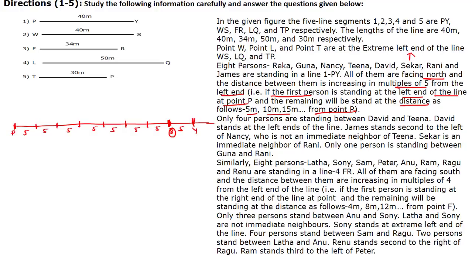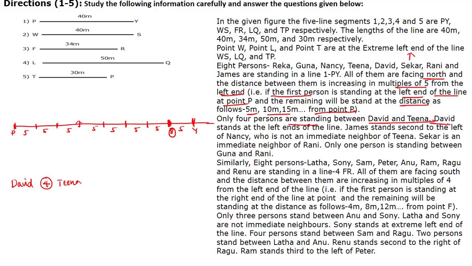Okay. The next one is, only 4 persons are standing between David and Tina. So between David and Tina there are only 4 persons going to stand. Let me write it here: between David and Tina there is a gap of only 4 persons. But we are not sure where to place David or Tina, so I'm just going to keep it on hold. But remember one thing, all these persons are standing in this row and are facing towards the north direction. These people's left would be this, and their right would be this direction.